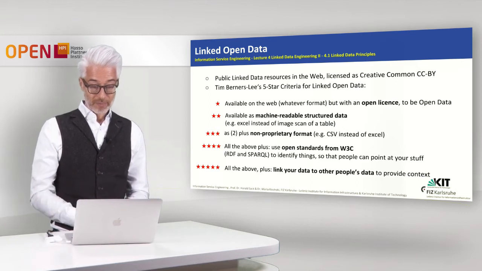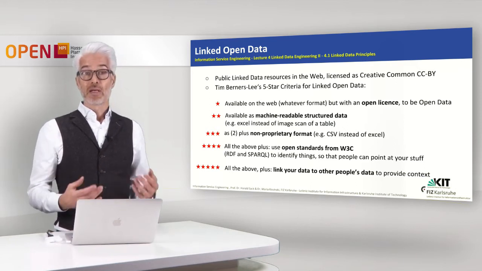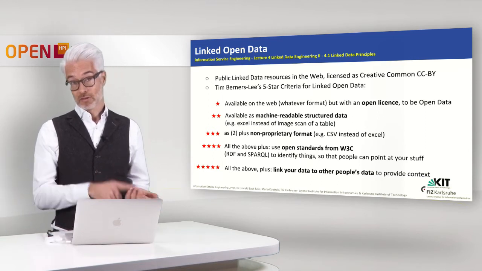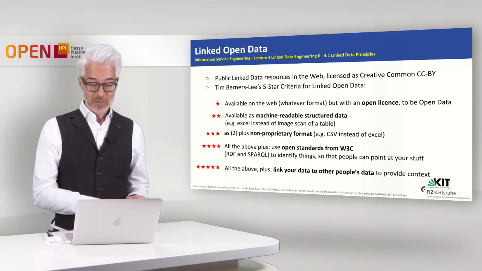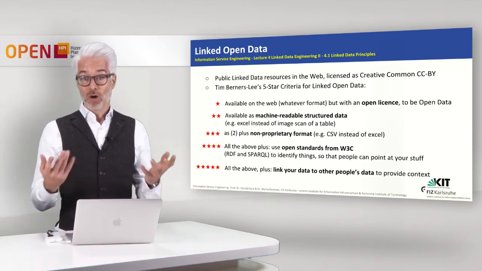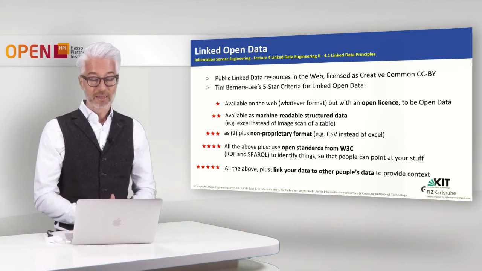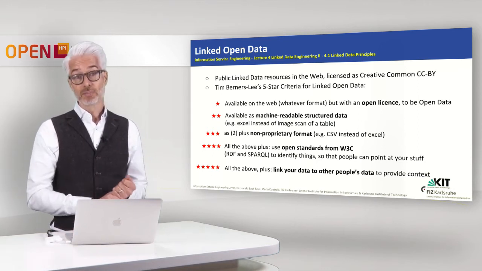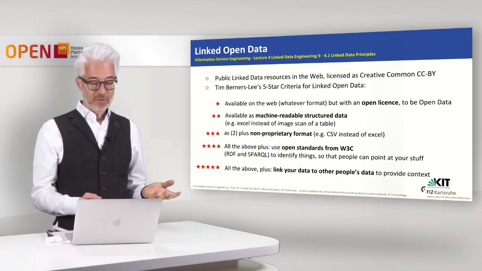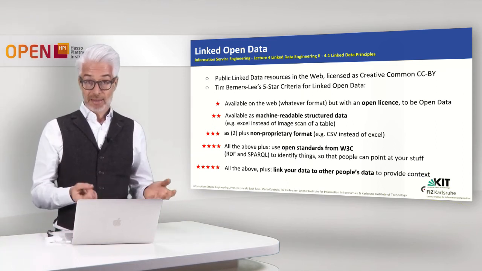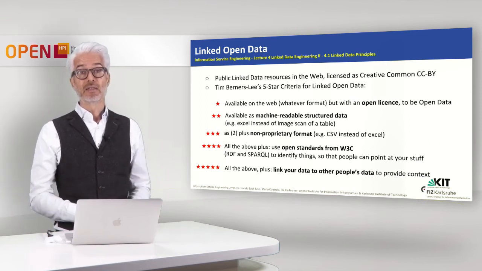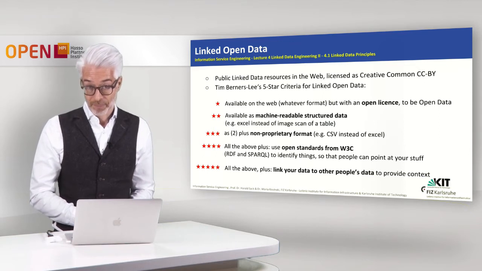So let's have a look at that. First of all, if you present something with an open license on the web, you get your first star for that. So if it's available on the web, whatever format, but with an open license, it's open data, so therefore you get your first star. Then if it's put in a somehow machine-readable format, so for example, if you are using Microsoft Excel for a table, instead of providing an image scan of a table, then you earn your second star.